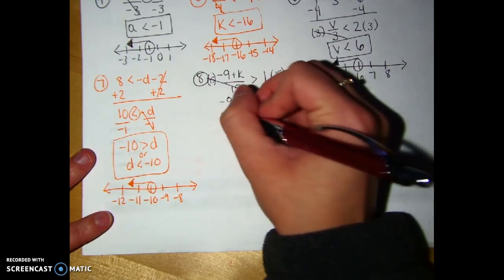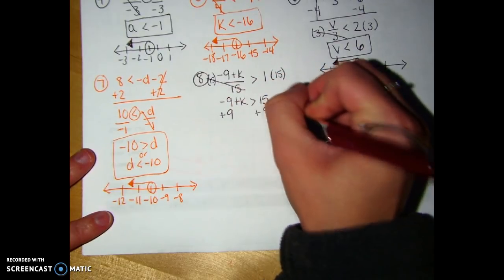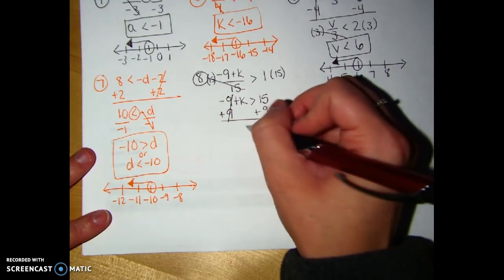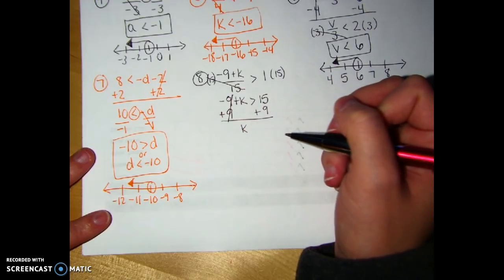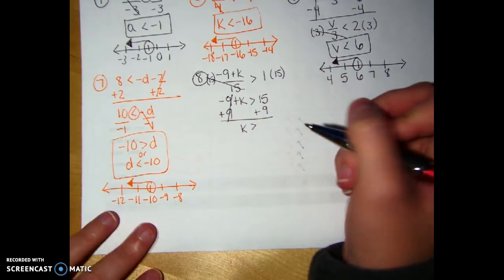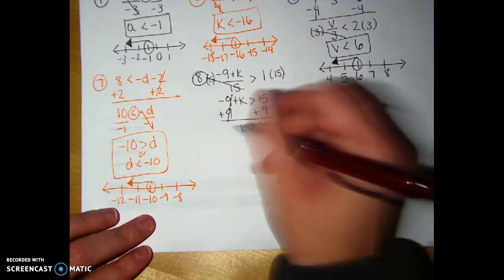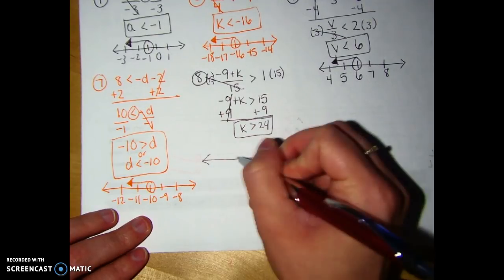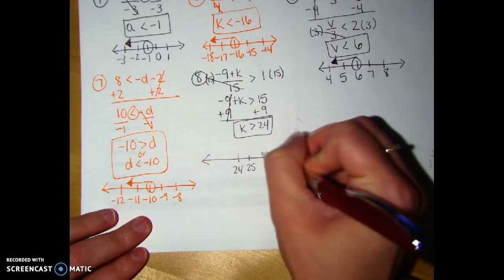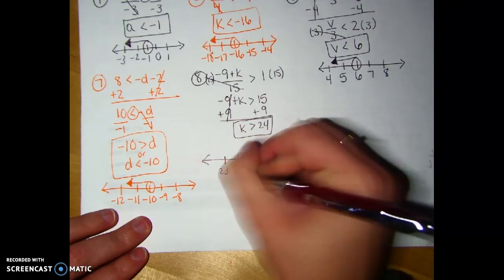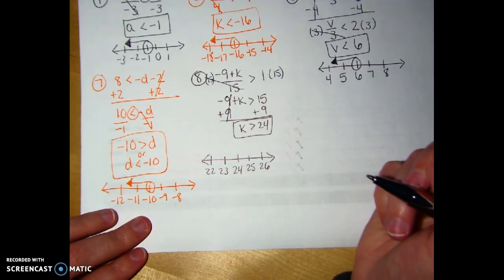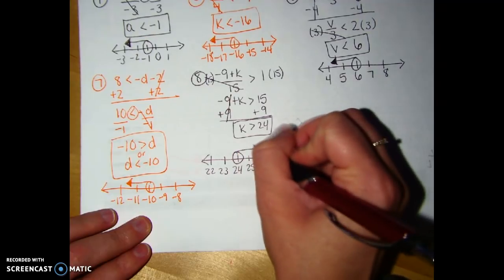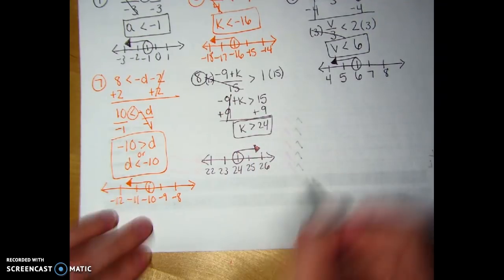And then my last step is to add 9 to both sides. Do I flip the sign? I do not flip the sign because I'm not multiplying or dividing by a negative. So k is greater than 24. And then for my number line, 24, 25, 26, 23, 22. And then it goes to the right. k is greater than. So all possible answers are greater than 24.